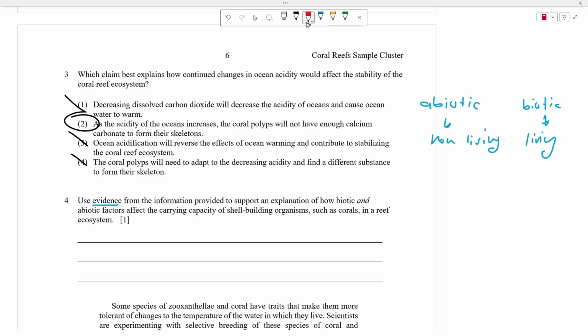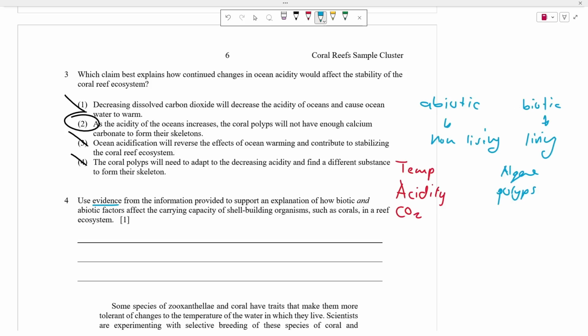Okay, so what are the non-organism factors that I know of? Well, I know of temperature. I also know of acidity. And I know of the CO2 level. Those are non-living. Those are not organisms. Now, what about the biotic factors? Well, I know that I have zooxanthellae, which are the algae. And I also know that I have the polyps, which are also organisms. So these are my abiotic factors. These are my biotic factors.